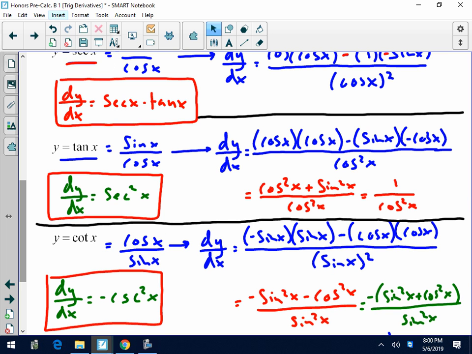All right, guys, so right here we have our tan x as sine x over cosine x, and when we take the derivative with the quotient rule, we get the derivative of the numerator, cosine, times the denominator of cosine, minus, and then our numerator of sine times the derivative of our denominator.